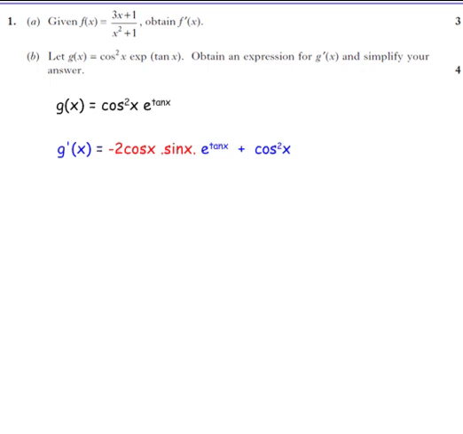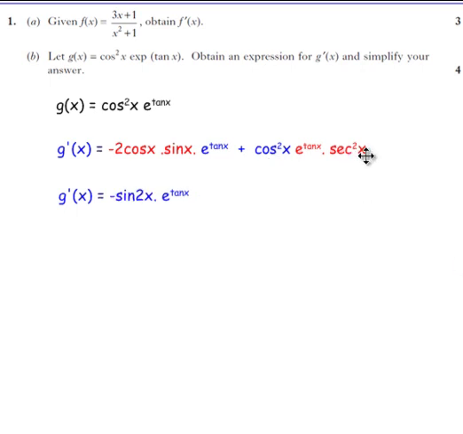We add on to this cos squared x left as it is, multiplied by e to the tan x differentiated. Now e to the tan x differentiated gives e to the tan x times the tan x differentiated, which is sec squared x. So this is multiplied by e to the tan x times sec squared x. Minus 2 cos x sin x. Now there's a formula, 2 sin x cos x is sin 2x, so we could replace this by minus sin 2x times e to the tan x.